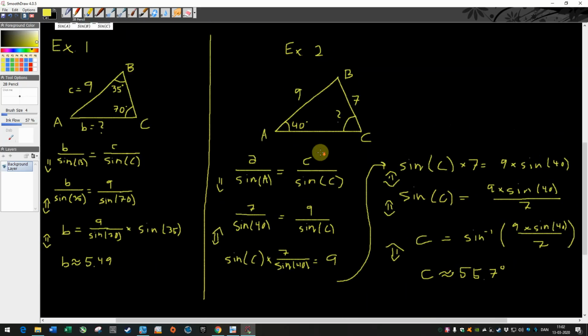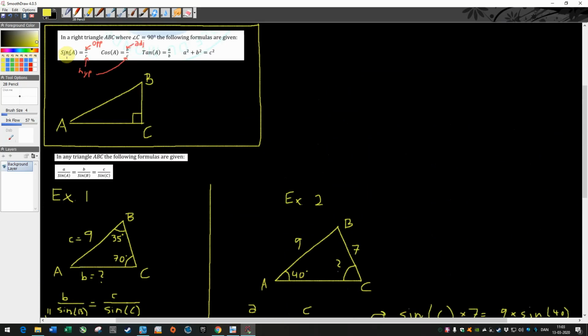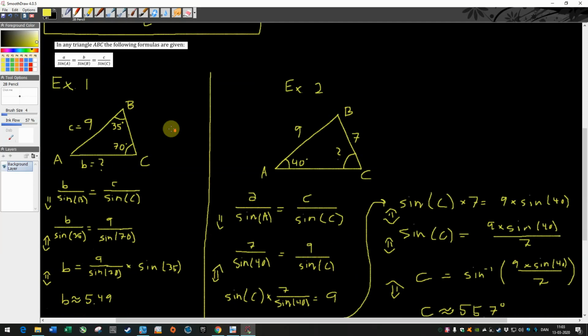Yeah, that's it for now, I guess. Just remember, I repeat this, these four formulas only hold in right angle triangles. And the new thing here is in non-right angle triangles. That's it.